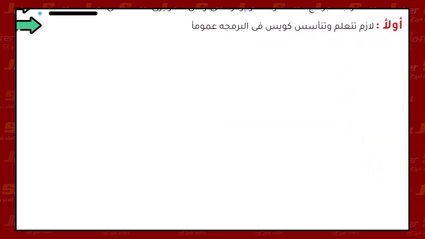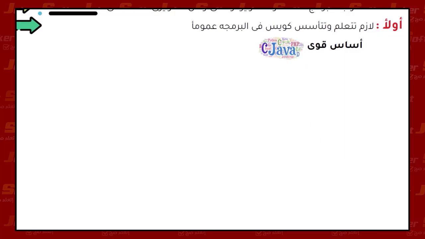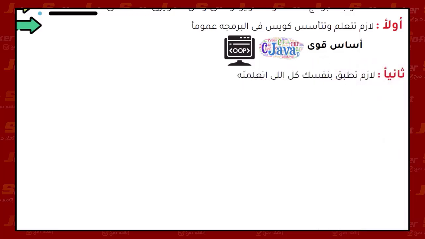First, you must learn and establish a good foundation in programming in general, and have a strong basis in the programming language that you will choose, and learn OOP. Secondly, you must apply everything you learned to open source tools, so your eye and your hands get used to reading and writing commands and code, as we explained a little.